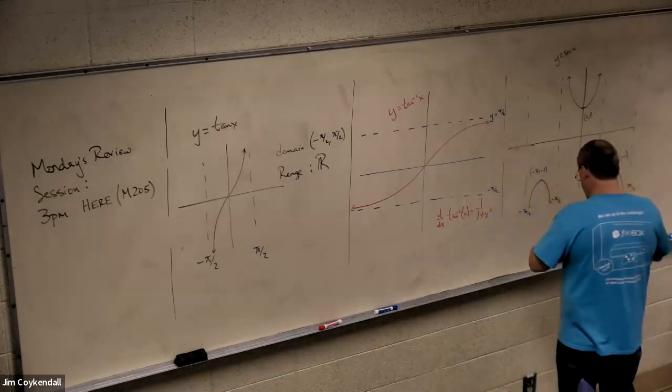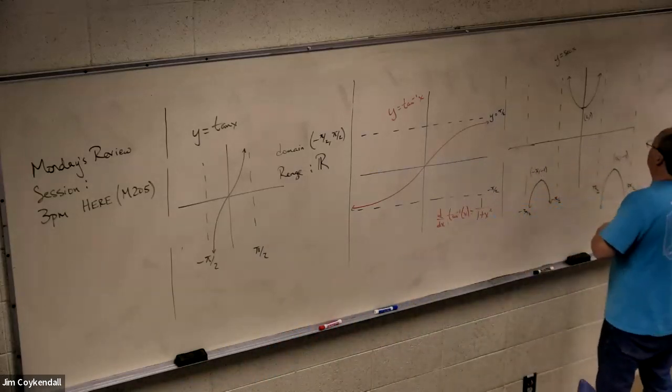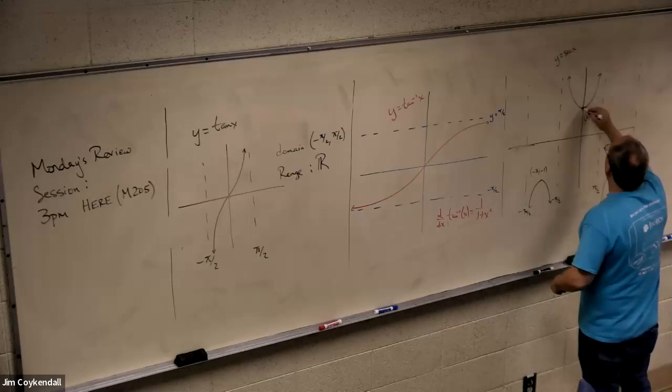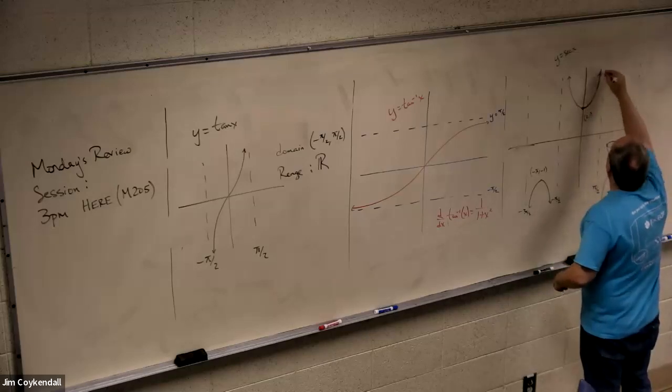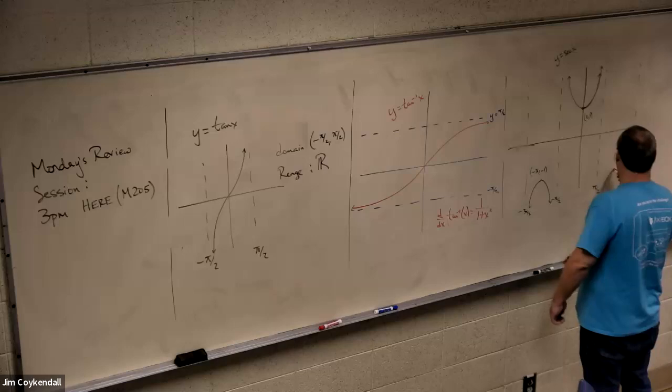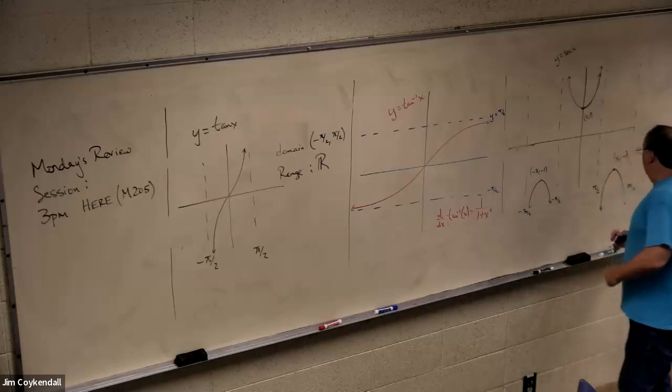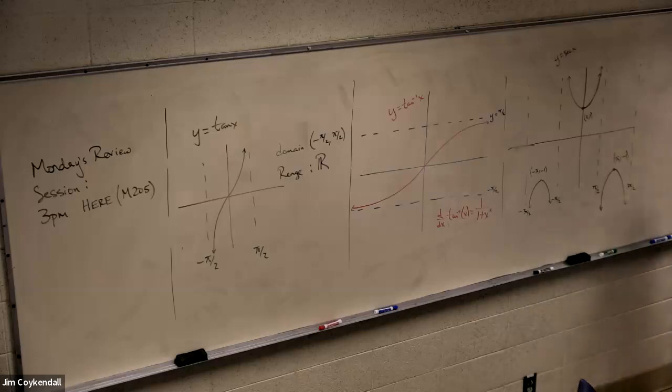I'm going to draw it in red. I'm going to ignore everything except the part in red. I am going to do this. And this should capture the essence of secant, right? Because I've got sort of an up part and a down part. I agree with that.